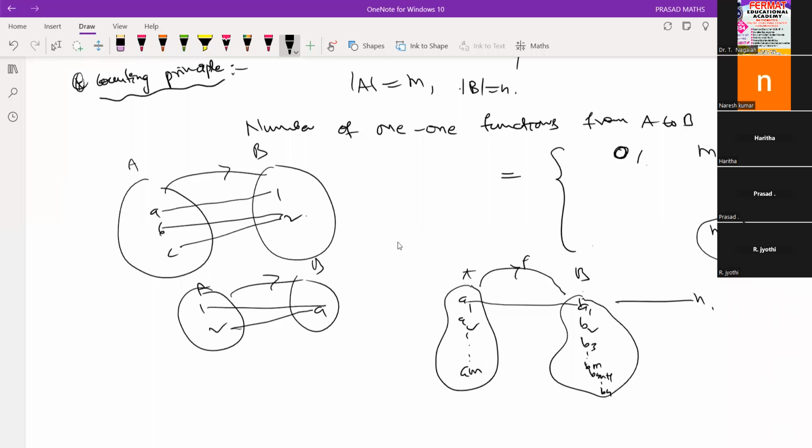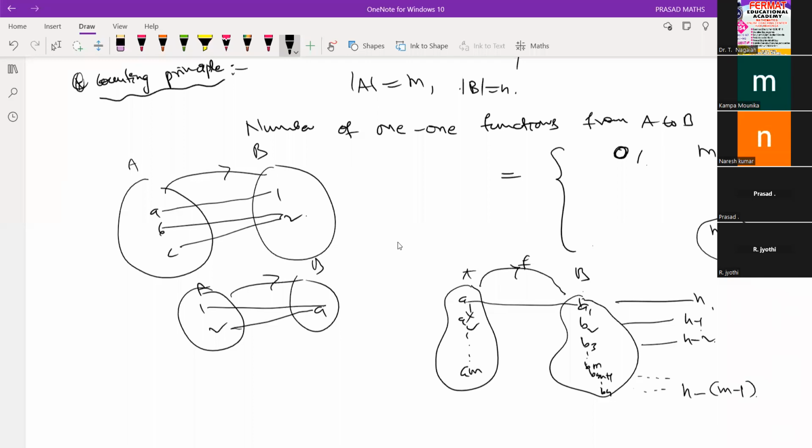Next, how many choices for a2? n minus 1. Very good. For a3? n minus 2. By going on, what is the choice for am? n minus m plus 1. Absolutely right. So the work is completed. Yes or no? The work is completed.